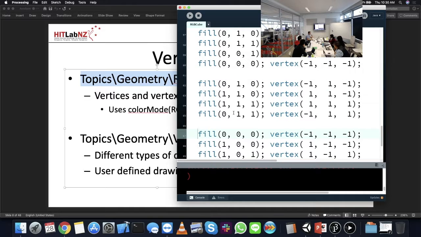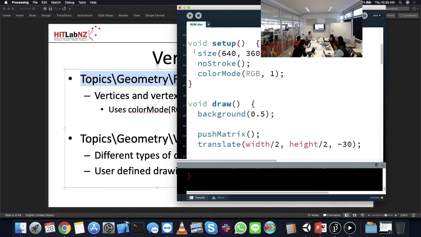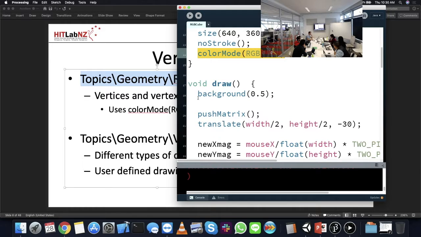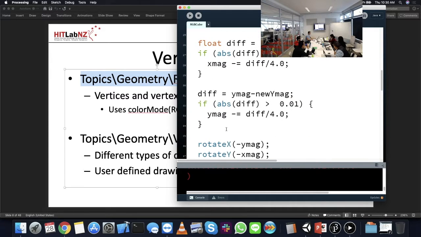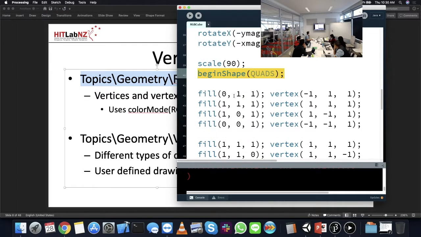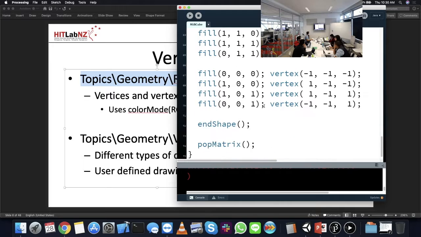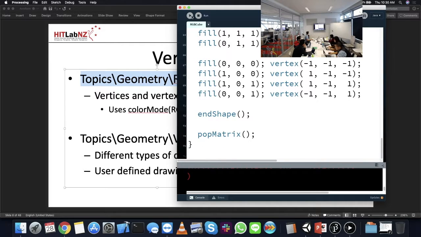But hopefully you can look at that and see, well, actually, if we break it down piece by piece, as we've just done there: set up the screen, turn off outlines, set the color mode so that it's between 0 and 1, set the background to gray, move it to the middle of the screen. This stuff here I wouldn't worry too much about. That's just basically rotating it based on the mouse's X and Y position. Scale it up by 90 and then draw a bunch of quads. And each quad is made of 4 vertices because a quad has 4 corners, and each corner has a color and a position. And we just do that 1, 2, 3, 4, 5, 6 times, call end shape, and we're done.